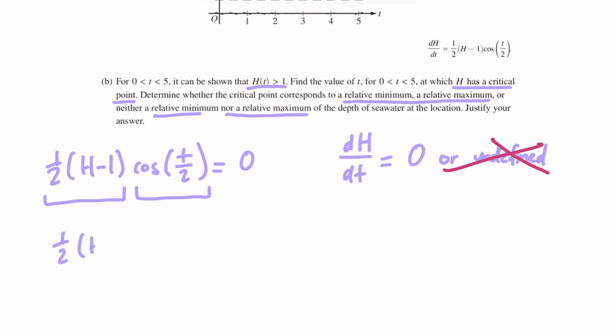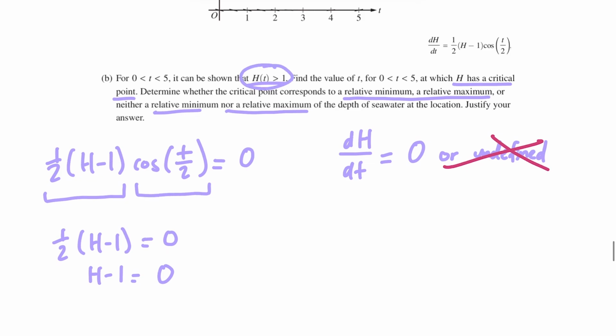So 1/2 h minus 1 is equal to 0. We can multiply both sides by 2. So now we have h minus 1 is equal to 0, since 0 times 2 is going to be 0. So is it ever going to be true that h minus 1 is equal to 0? Well, no, because remember it said here that between these points, h of t is always going to be greater than 1.